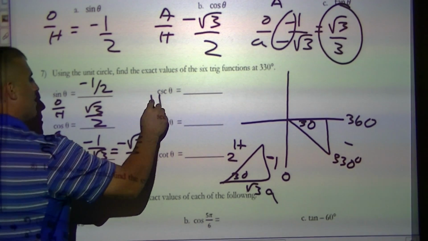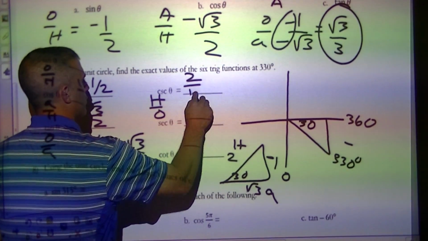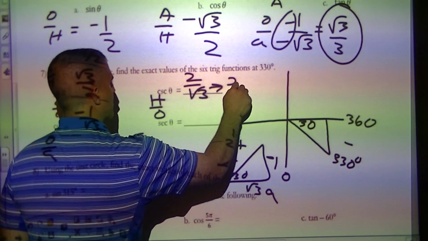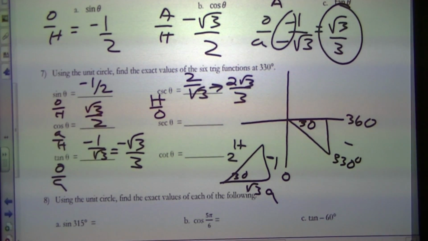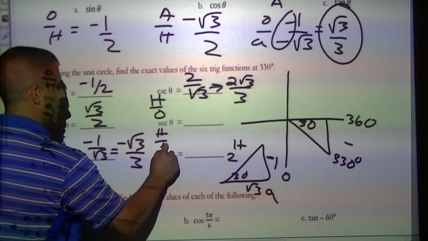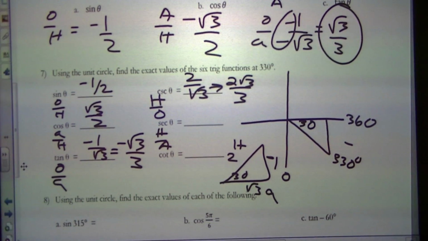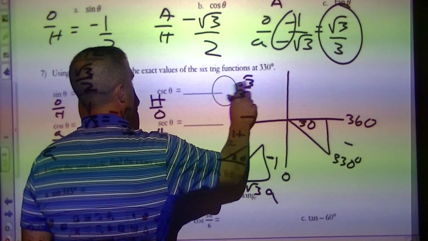Cosecant, you just flip these around, is H over O, which is 2 over the square root of 3. What ends up happening when you rationalize is that's 2 square root of 3 over 3. Secant is going to be H over A. Okay? Whoops, I did that wrong. Hold on. That's not right.